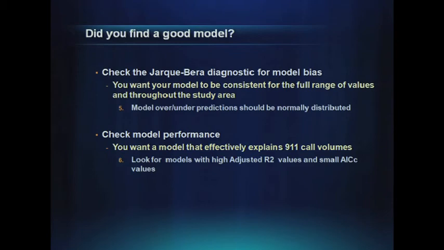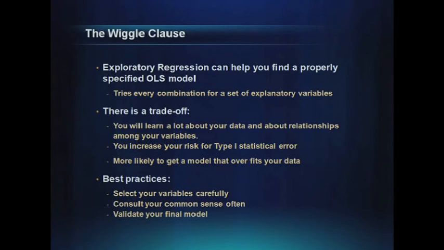And of course you want a model that performs well. So you're going to be looking at your adjusted R-squared value, and you're also going to be looking at your AICc information value. You want a high adjusted R-squared value, and you want a small AICc value. And we have a tool, one of the sample scripts, that could really help you find a properly specified model. It's called Exploratory Regression, and the way it works is it tries every combination for a set of candidate explanatory variables.